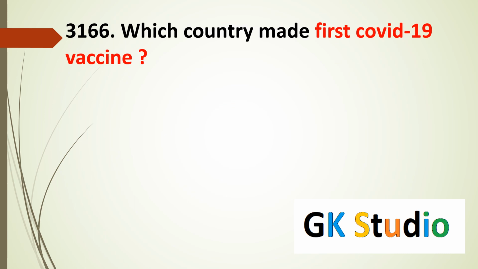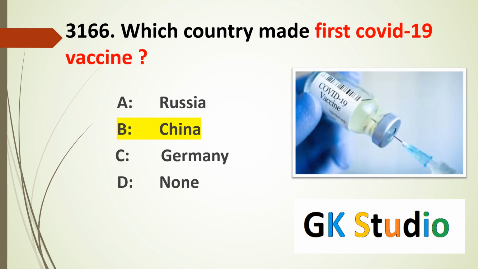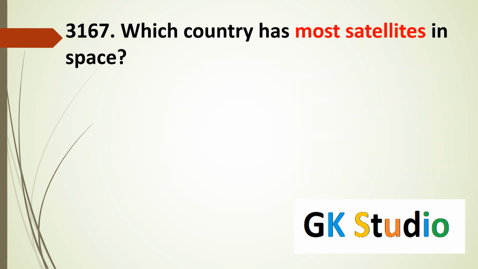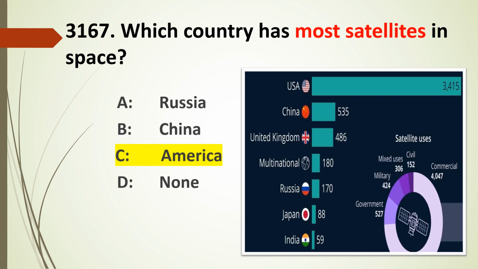Which country made first COVID vaccine? China was the first country who made the COVID vaccine. Which country has most satellites in space? America. America has most number of satellites in space.